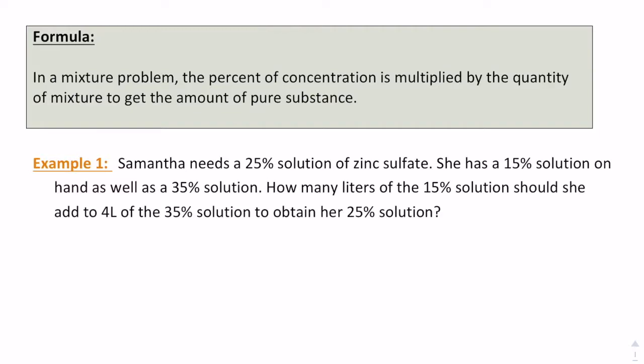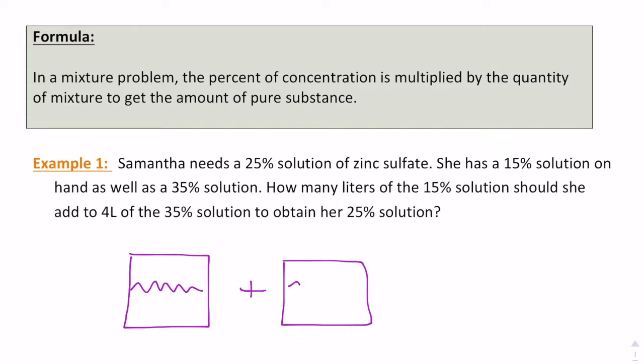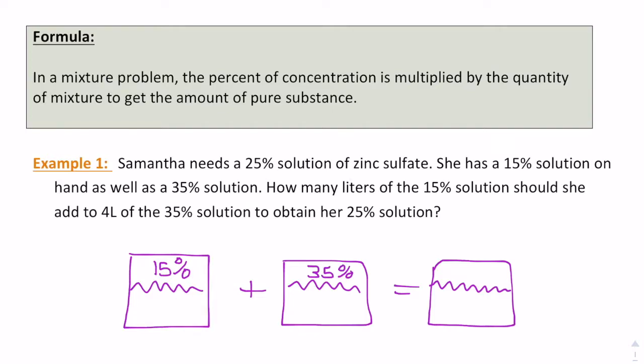Alright, so let's lay out kind of what we have here. I'm going to draw some little beaker things, supposedly containing the stuff that I'm mixing together. So we've got two different concentrations that we're gonna dump together to make a new substance. So things that we are mixing together are a 15% solution of zinc sulfate and a 35% solution of zinc sulfate. We're dumping those together in order to come up with a solution that is 25% zinc sulfate. So this is like the things you are mixing. And if you mix them together, this is the things you want to end up with.